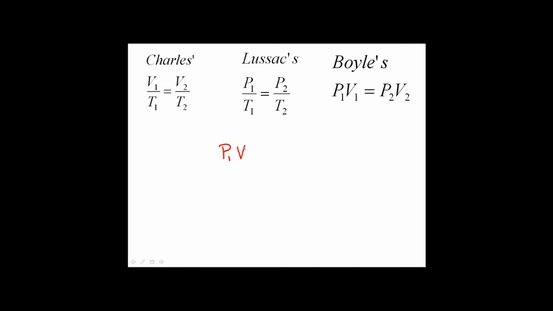P1 times V1 over T1 is going to be equal to P2, the second pressure, multiplied against the second volume, and divided by T2, the second temperature. Okay, so we check that out. We see all three of these can now be combined into one, and this is known as the combined gas law.